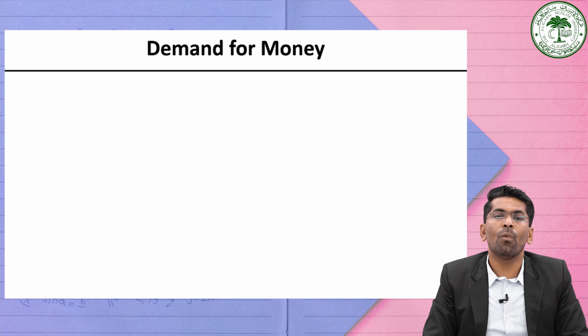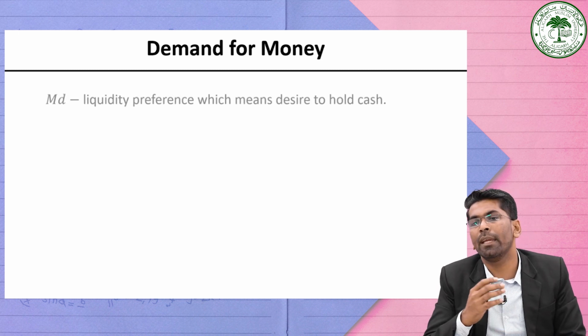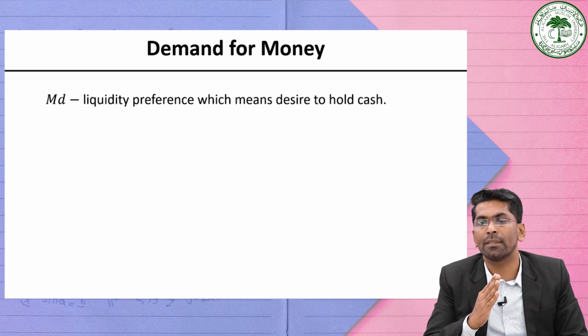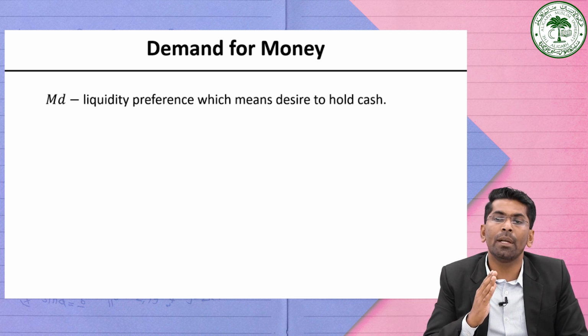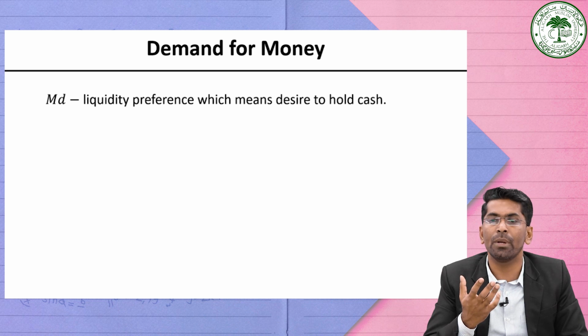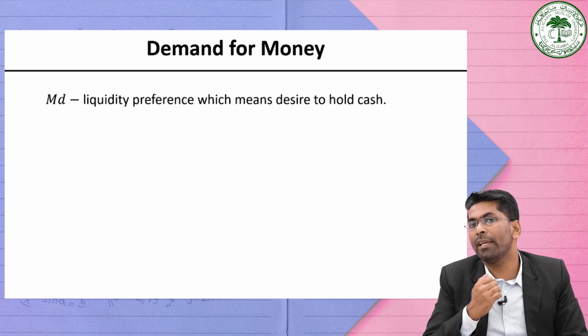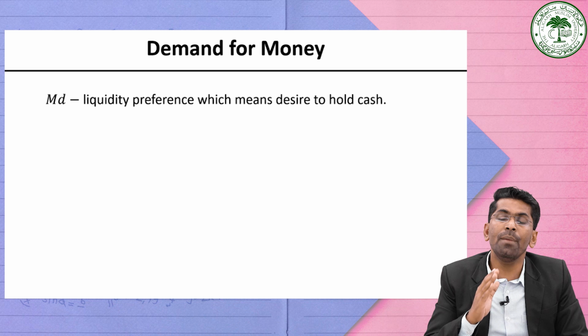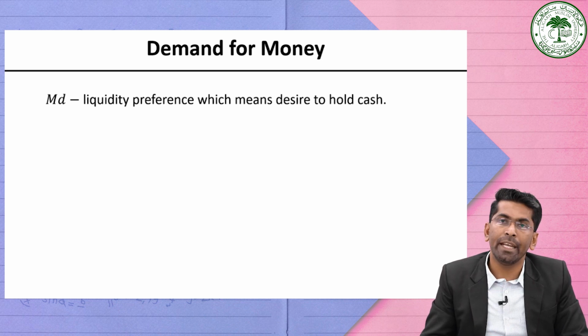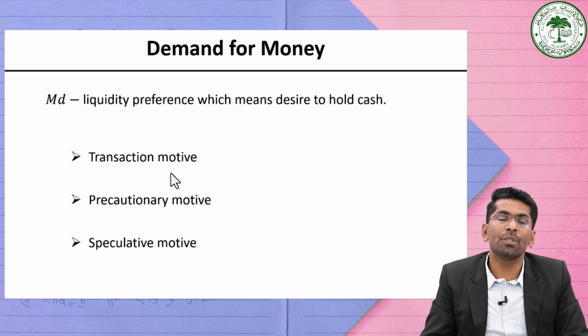Now let us consider what the demand for money means. Keynes coined the term liquidity preference, which means people's desire to hold money in the form of cash. As per the Keynesian theory, there are three motives for which people demand money. The first one is the transaction motive.